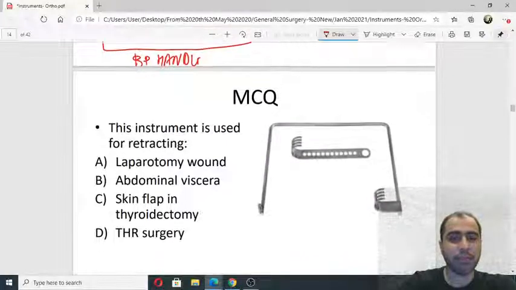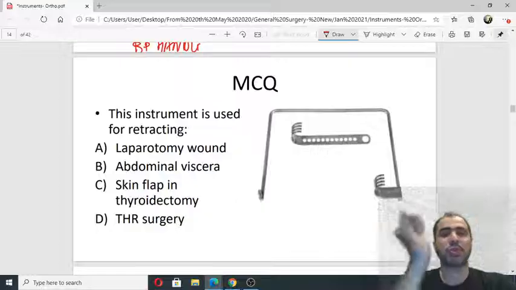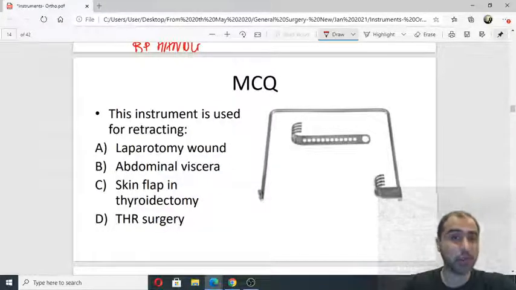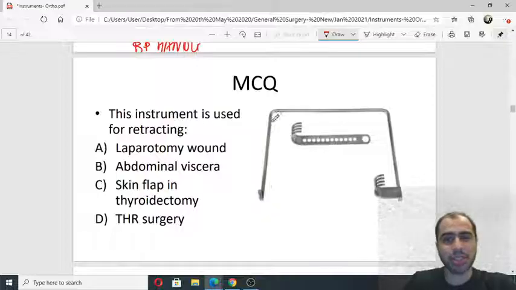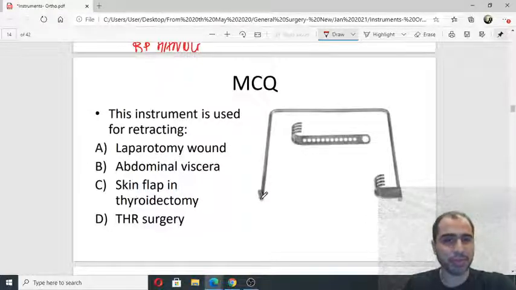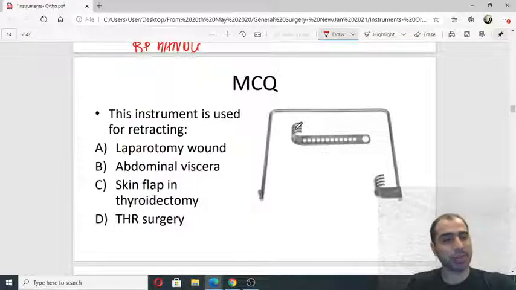Okay, let's see if anybody of you has seen this instrument. It's a very one of a kind instrument. What is this instrument used for? Retracting in surgery, and of course I hope at least one of you can tell me the name of this instrument.